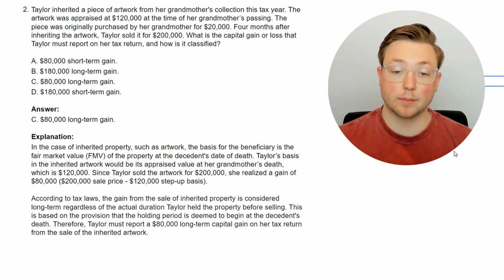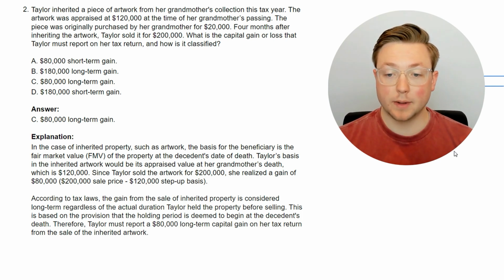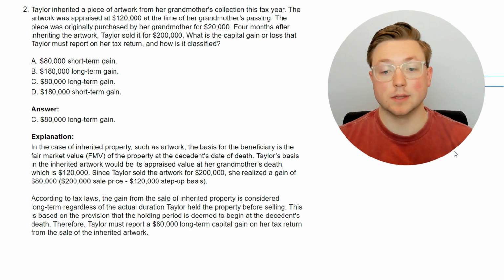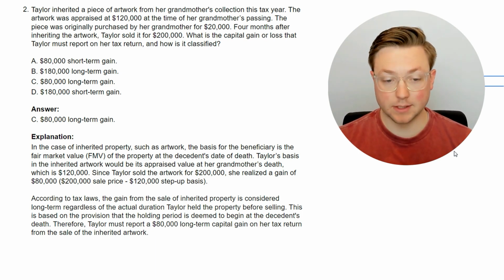In the case of inherited property, such as artwork, the basis for the beneficiary is the fair market value, we already knew that, of the property at the decedent's date of death. Taylor's basis in the inherited artwork would be its appraised value at her grandmother's death, which is $120,000. Since Taylor sold the artwork for $200,000, she realized a gain of $80,000. The $200,000 sales price less the $120,000 stepped up basis.